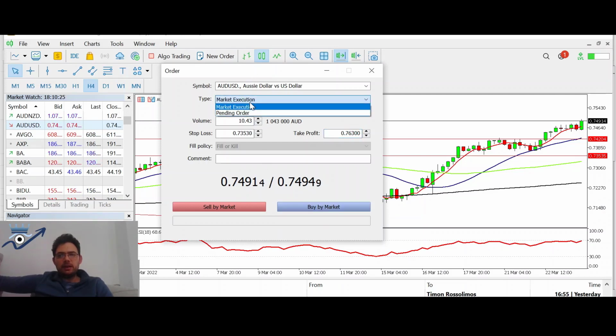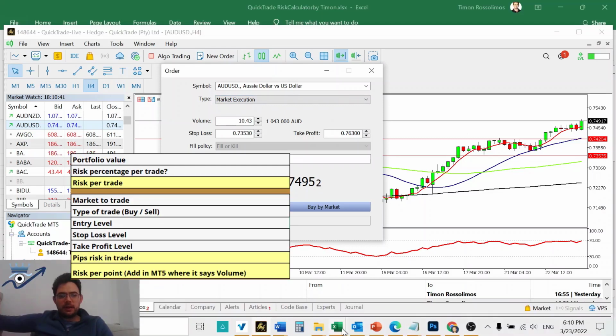And obviously if they hit on pending order, it's going to be very similar volume, except you're going to be choosing the entry level rather than just hitting the market execution. So I hope that helps.